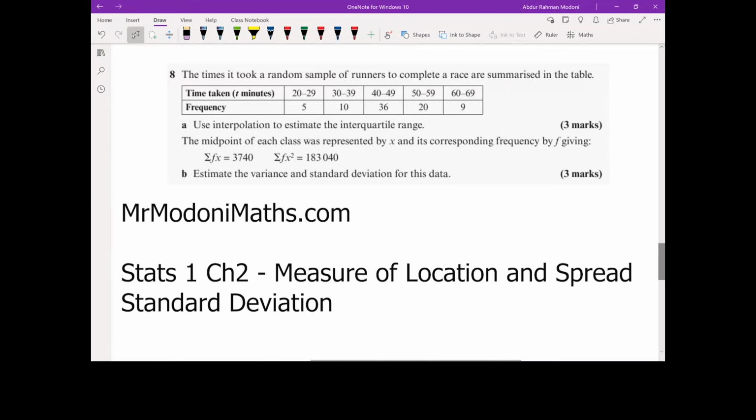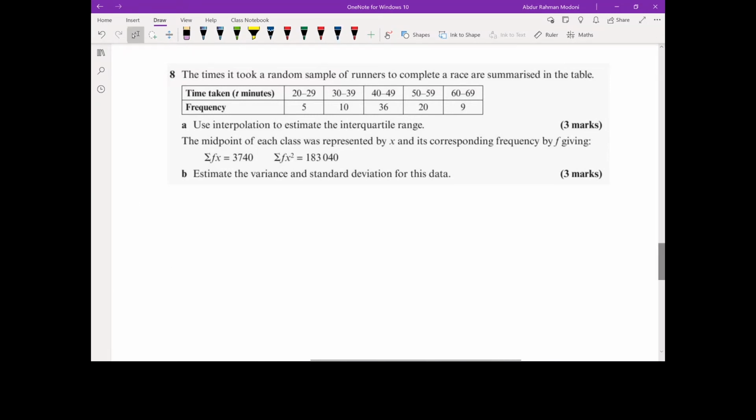So here the question says the time it took a random sample of runners to complete a race are summarized in the table. First of all, take a look at the table. First thing to spot is that you've got 20 to 29, and then it goes from 30 to 39. So I can see at some point I will need a continuity correction. I'll just make a note of that. Continuity correction needed at some point.